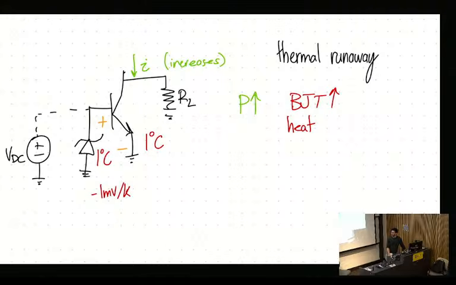So these power BJTs are usually rated up to 1 amp, and they can easily go up to really, really high wattage. So I think you might notice a tiny bit of thermal runaway, but it's happening at such a small speed that it's not noticeable for consumer electronics.